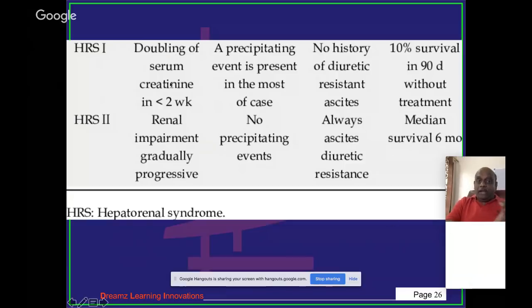Typically, you have doubling of the serum creatinine in less than 2 weeks in HRS1. But in HRS2, it is not that fast. Renal impairment is gradually progressive. There is generally a precipitating event like an infection that leads to HRS1, but there is no such thing in HRS2. And diuretic resistant ascites is a feature of HRS2, not HRS1. And the median survival is only 6 months in HRS2, but there is a 10% survival in 90 days without treatment in HRS1. So they are the main differences which you have to be very sure about.